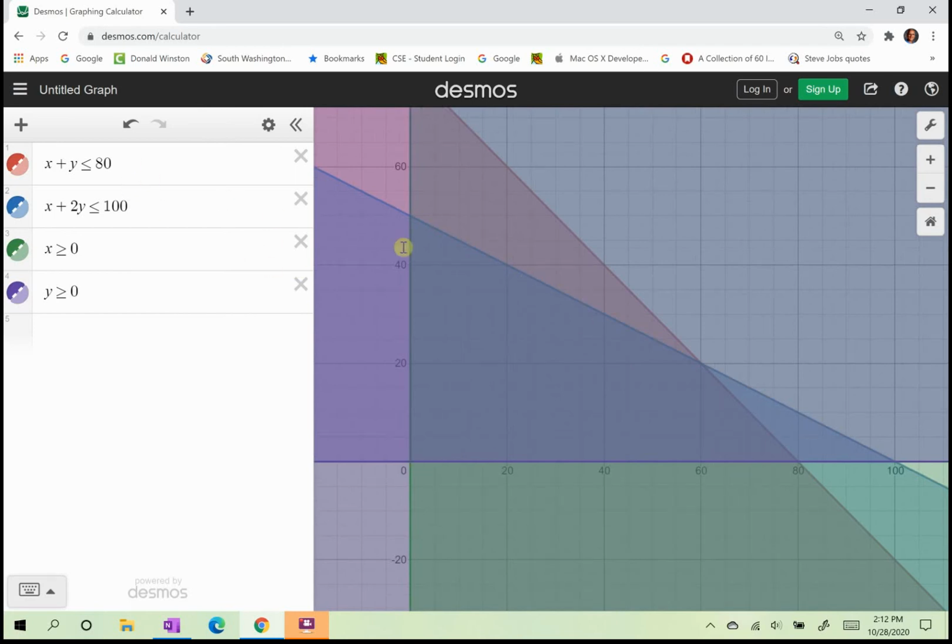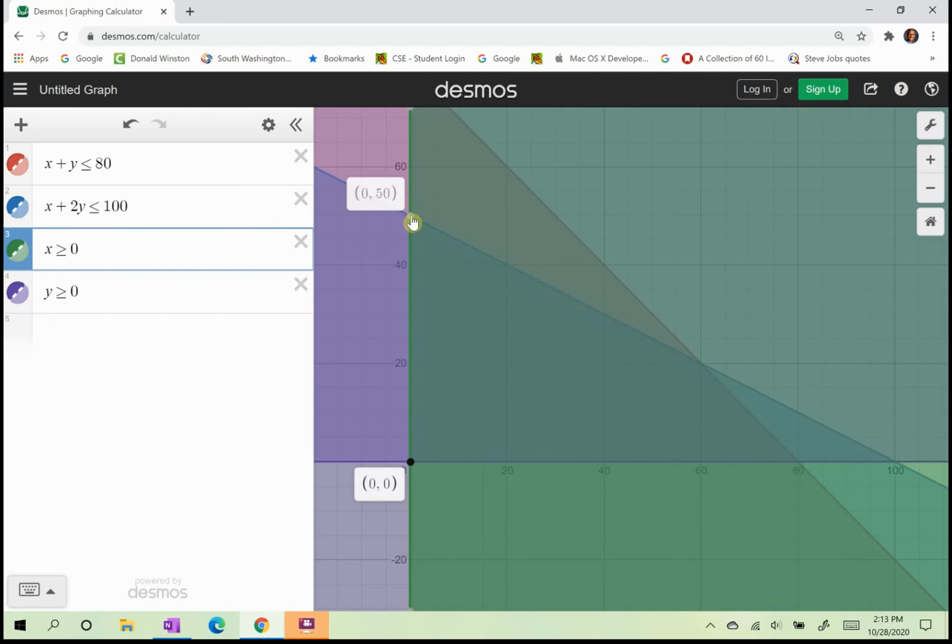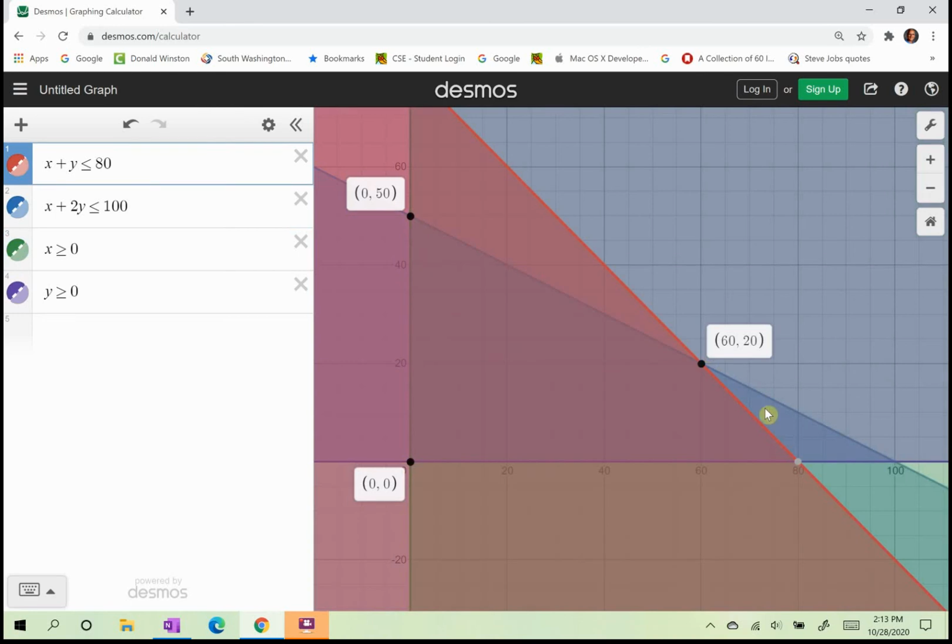So we use Desmos to do that. Now to get the corner points, all you have to do is click on the corner points. There's one corner point, 0, 0. Here's another corner point, 0, 50. Here's another corner point, 60, 20. And then here's the other corner point, 80, 0. So we found the corner points of our feasible region: 0, 0; 0, 50; 60, 20; and 80, 0.